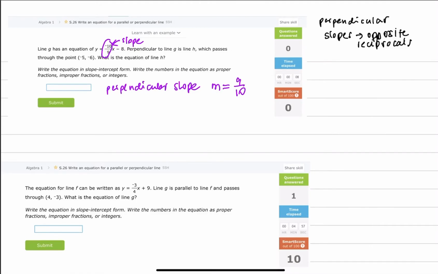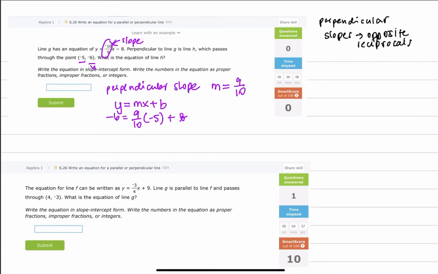Okay, and then what we're going to do is take our regular slope-intercept form, because that's what they want us to use, which looks like this, and we are going to substitute our new slope and the given point into this equation. So y is negative 6, the new slope is 9 over 10, x is negative 5, and we have to solve it for this b. I'm going to use a cursive b so you guys can see.